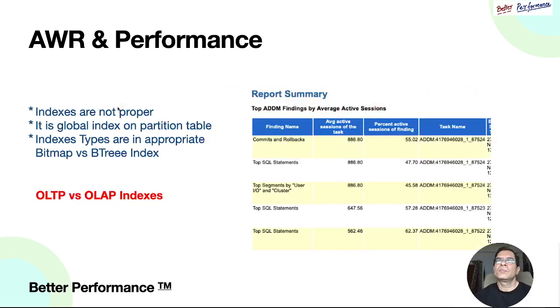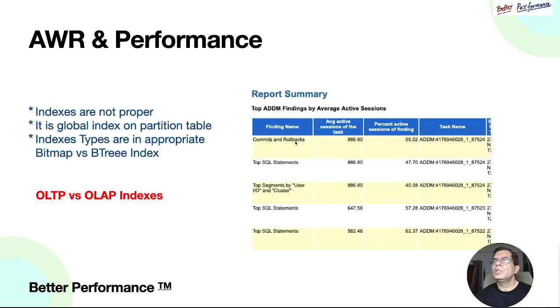In this, we can summarize the entire reading of this particular AWR: indexes are not proper. It has a global index, whereas it should be a local index on partitioned tables. Index types are inappropriate, where bitmap and btree indexes should be properly defined. Since this is an OLTP database, we should concentrate on OLTP performance and should have fewer indexes rather than higher numbers of indexes, whereas OLAP databases might require more indexes to fetch the data effectively.